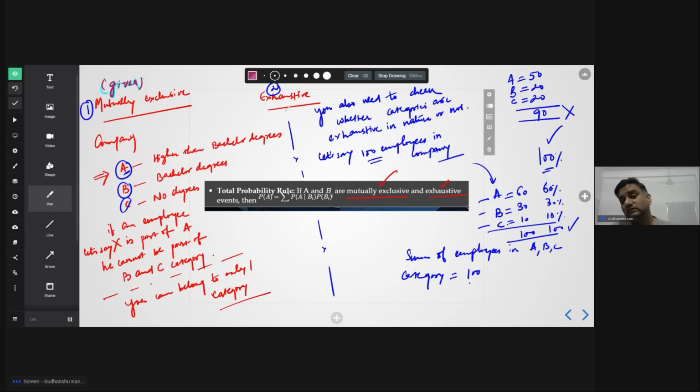You have to check exhaustiveness, and when you try to check it, please remember: check the exhaustive property. You have to check it.